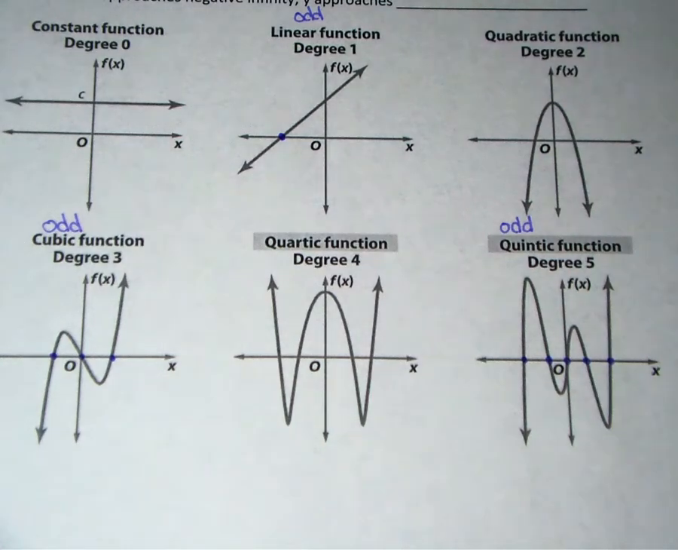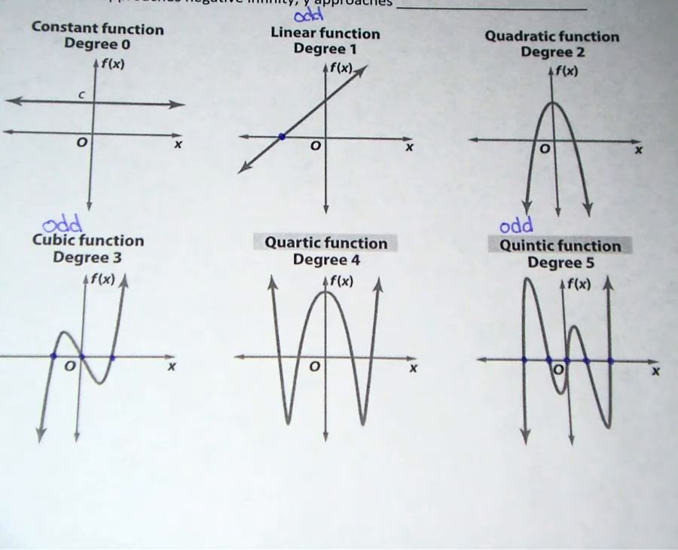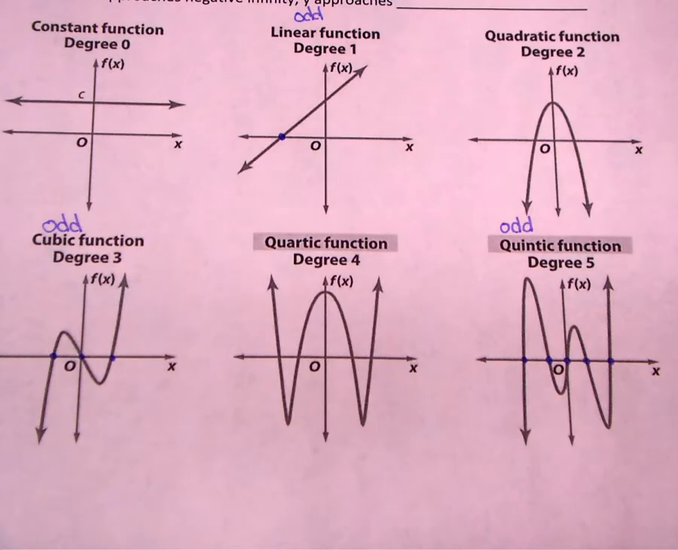So it could have 1 zero. Degree of 5 means that it could have exactly 5 zeros, but that's the most that it can have. It could also have 3, or it could have 1 zero, because remember, it has to have an odd number of zeros. And we'll talk more about that later on in the chapter. That's not for a couple of weeks.